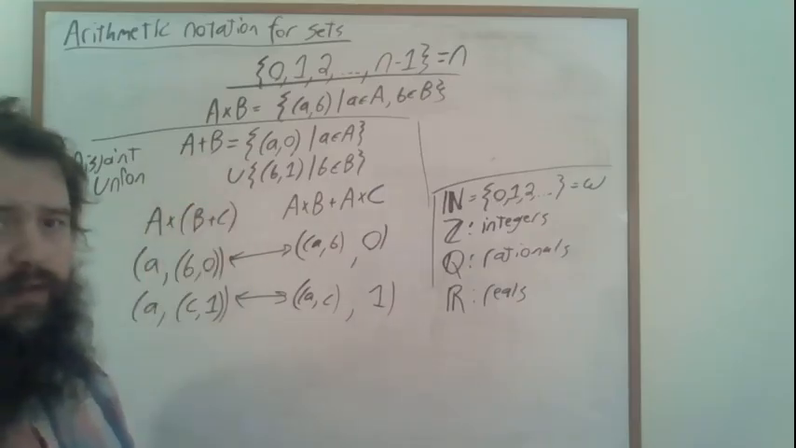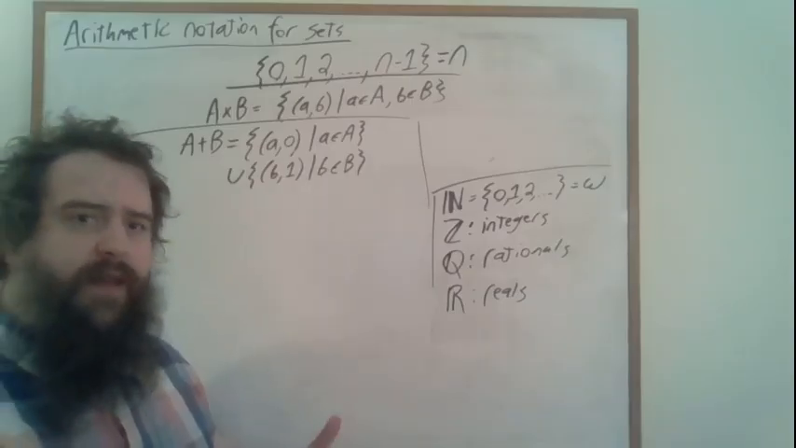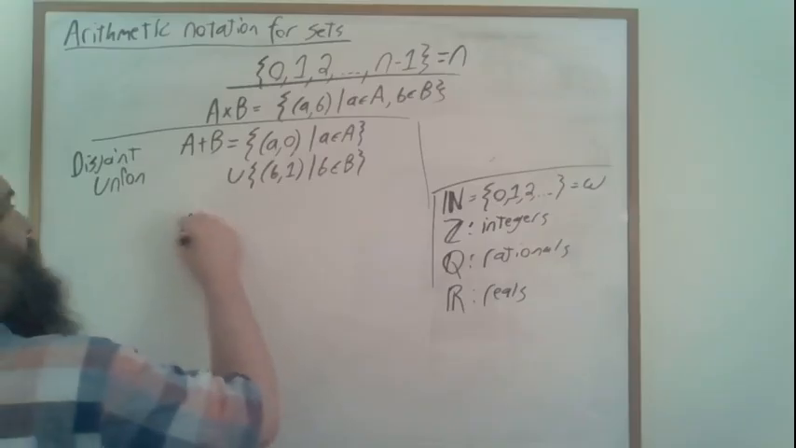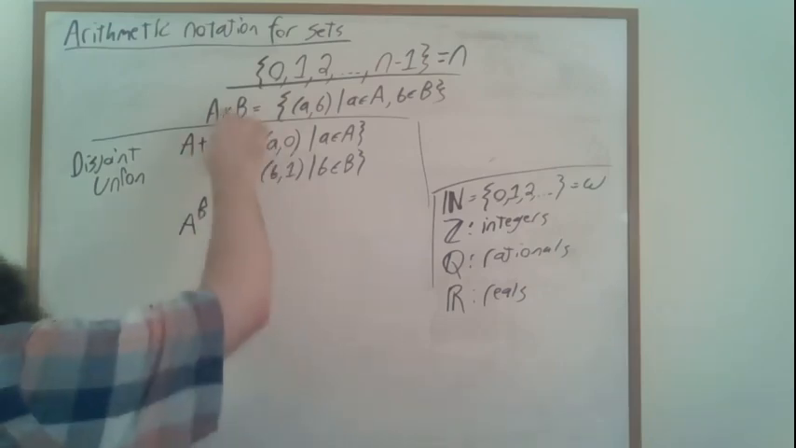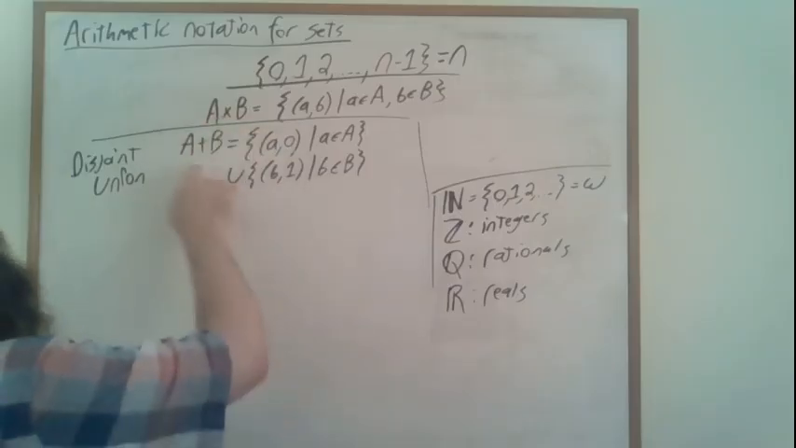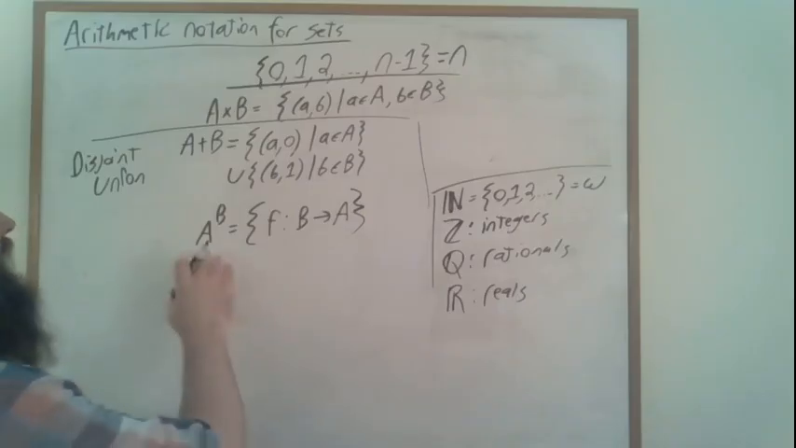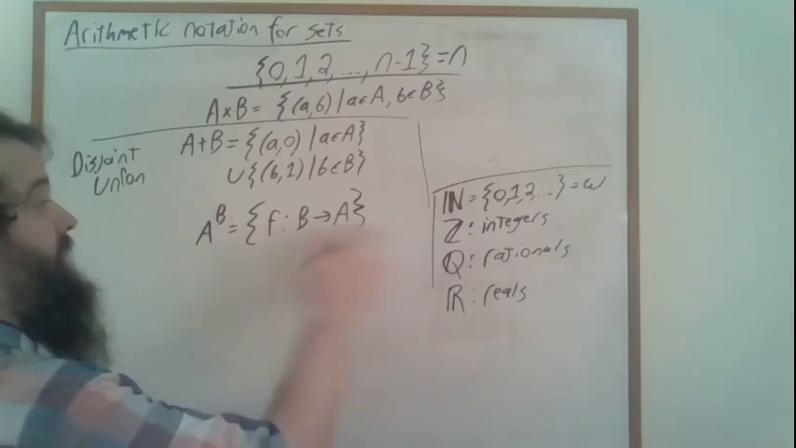Now, you might wonder, can we go a step further? Can we define exponentiation, right? Some notion of if A and B are sets, what should A to the power of B mean in a way that's compatible with having the Cartesian product be multiplication and disjoint union be addition? And the answer is yes. We should let A to the B denote the set of all functions from B to A.